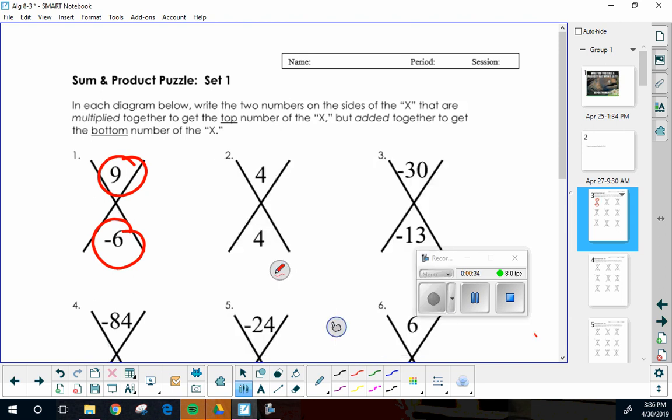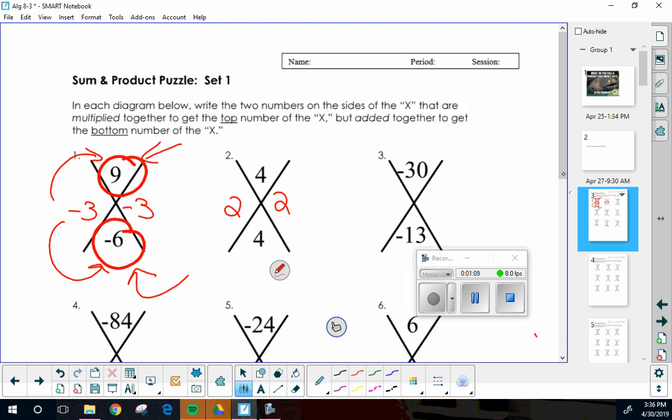We're going to try to figure out what two numbers can I multiply to get the 9 and add to get the -6. So in this case, I would put a -3 here and a -3 here because -3 times -3 is +9. -3 plus -3 is -6. So for the 4 and the 4, I would put 2 and 2 because 2 times 2 is 4 and 2 plus 2 is 4.